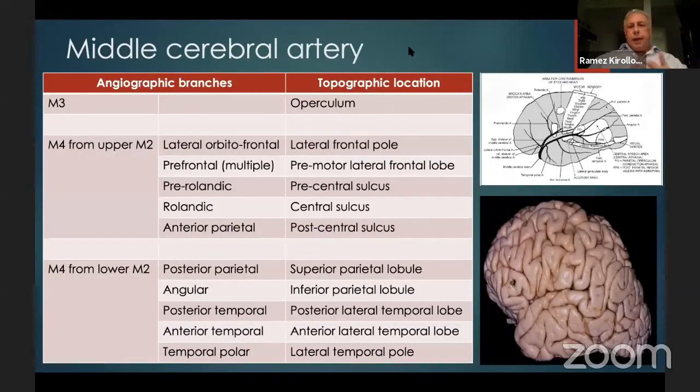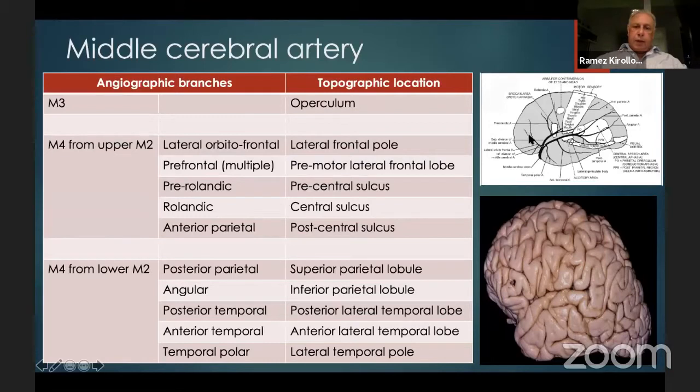So this is, again, I know that you all know that, but this is a continuation from the excellent vascular talk by Igor. We start with the M3 branches, which are the operculum branches, and then the M4 branches of the MCA. And there are two trunks, the upper trunk of the M2 and the lower trunk of the M2. And they give branches in sequence.